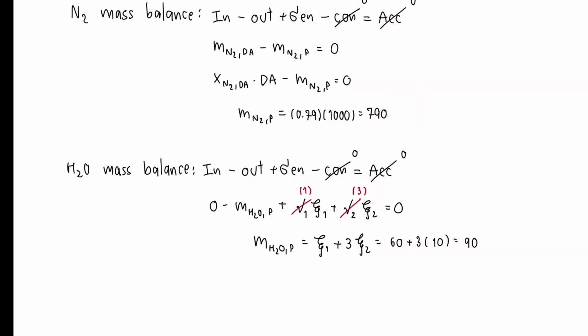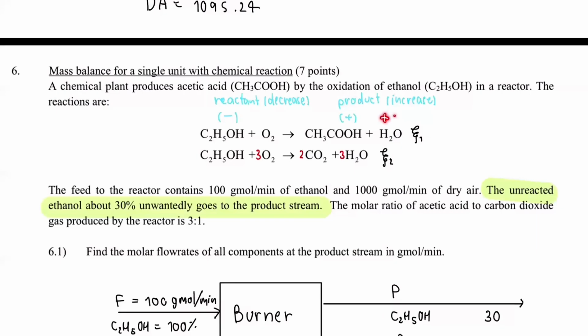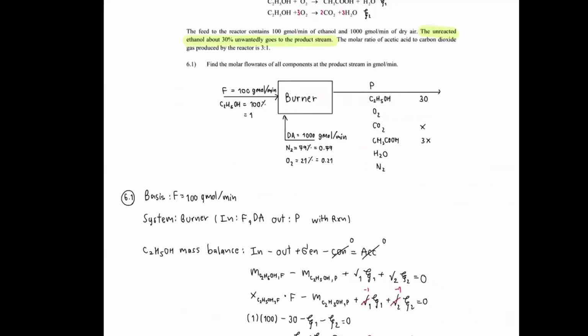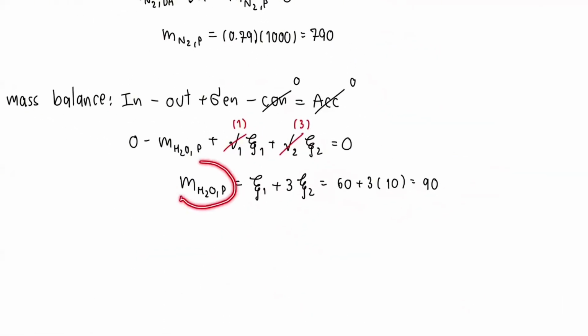So the last one is the H2O mass balance. In minus out plus generation equal to accumulation. In is 0. Out is the mole of H2O in the P stream. And the nu, look at the equation again. The nu 1 of H2O is positive 1, and the nu 2 of H2O is positive 3. So we can put it right here. So we got mole of H2O in the P stream equal to 90.